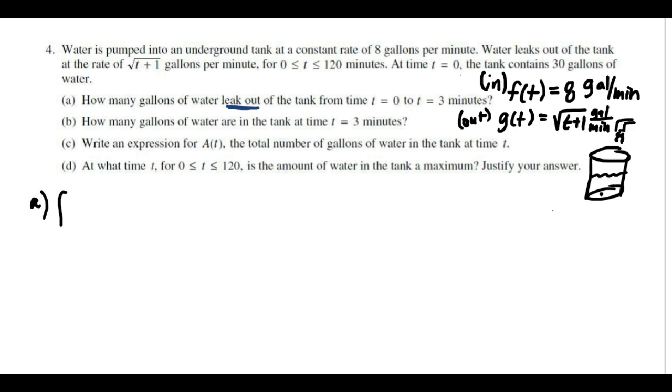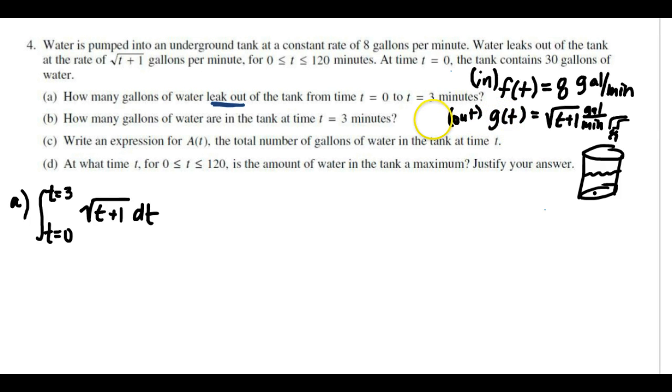For part A, I'm setting up the integral from t equals 0 to t equals 3 of my water coming out function, radical t plus 1 dt. So how do we know to set up an integral and maybe not find a derivative? Or maybe just substitute in these values, 0 and 3, into the function? Well, the answer is because of units.